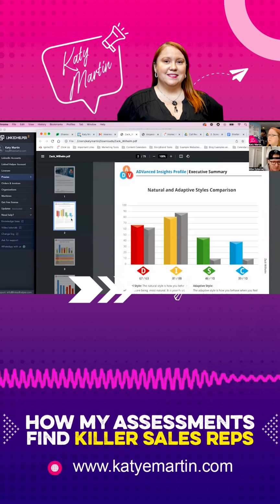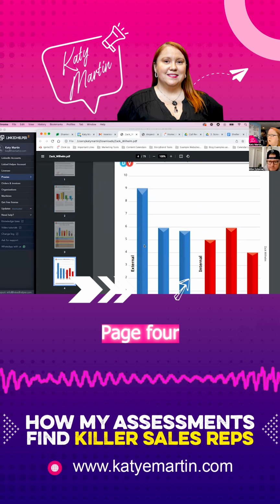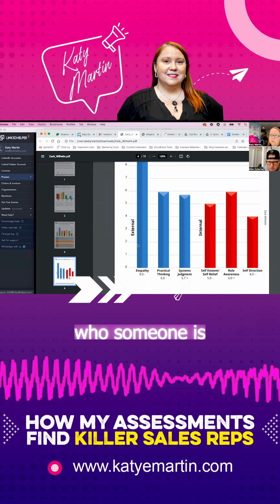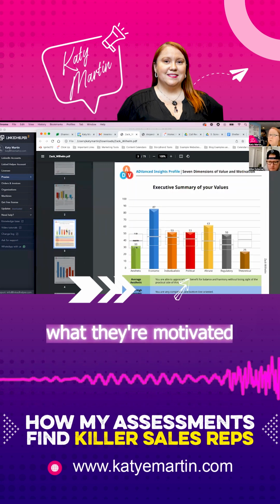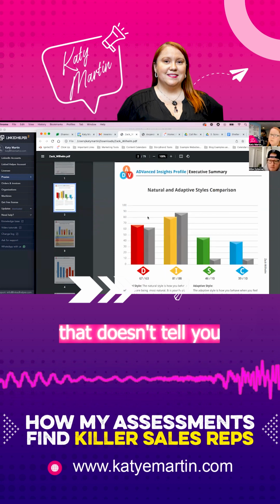The assessment itself, what does the DISC really tell you? It's kind of funny because they do it in a reverse order. Page 4 honestly will tell you more of who someone is, and then page 3 tells you what they're motivated by. Page 2 will tell you the DISC profile. That doesn't tell you who someone is.